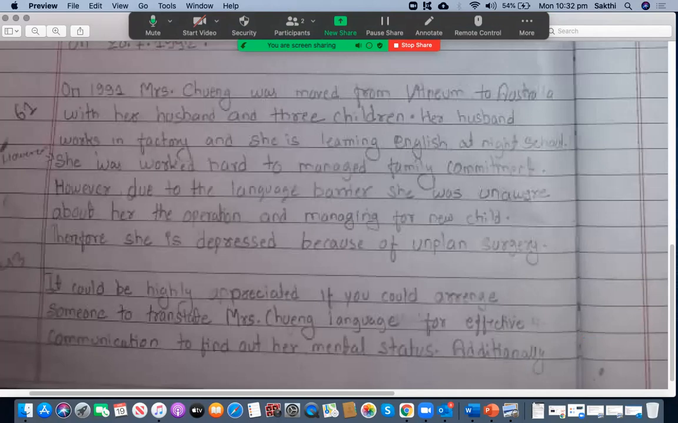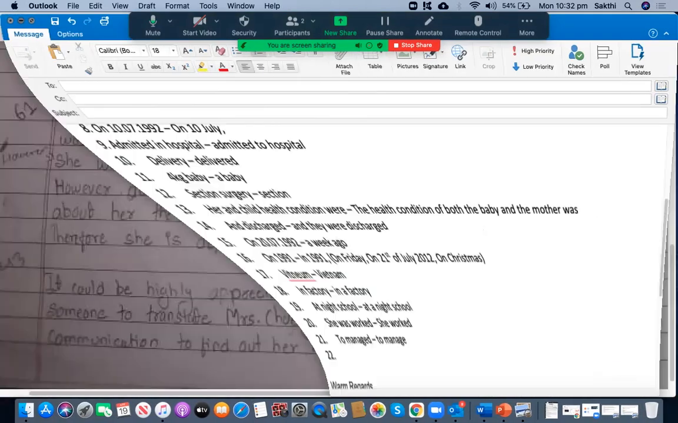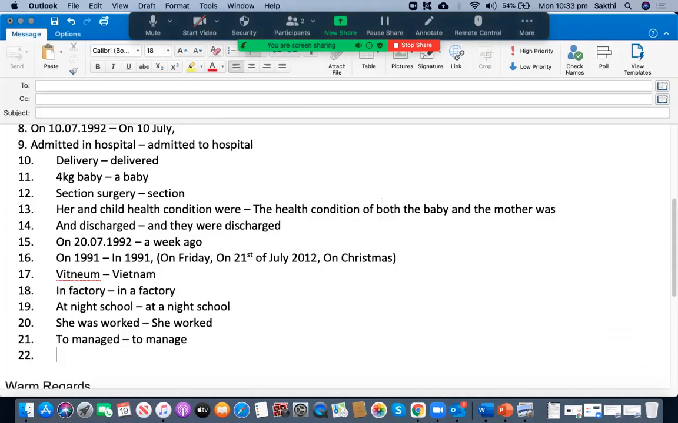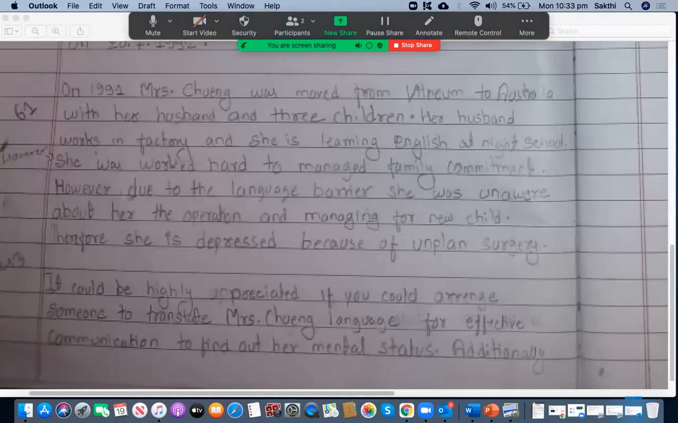However, there should be a comma. Did you place a comma here? Yes, sir. Oh, okay, but I couldn't see it clearly. I think so. However, due to the language barrier, there must be a comma. Did you place a comma after barrier? No, sir. Then it's wrong. Due to the language barrier, place a comma after barrier. Okay. You have to do that.